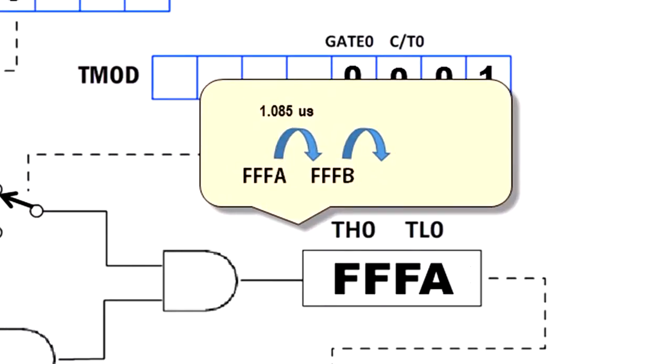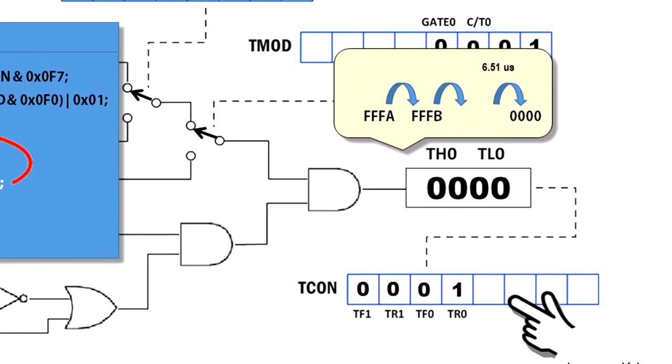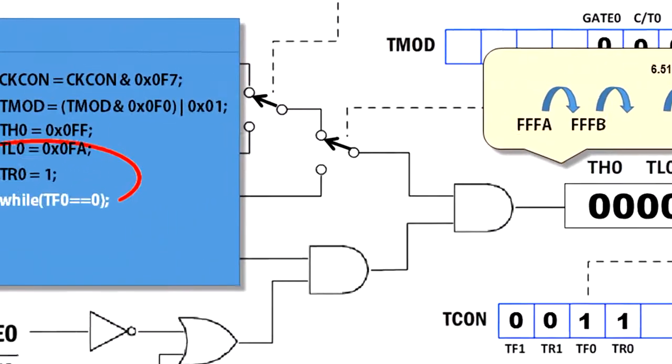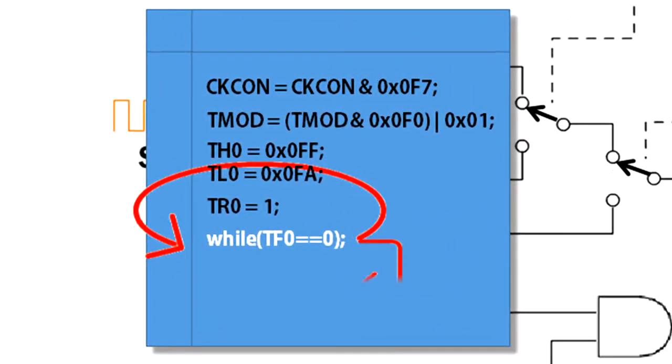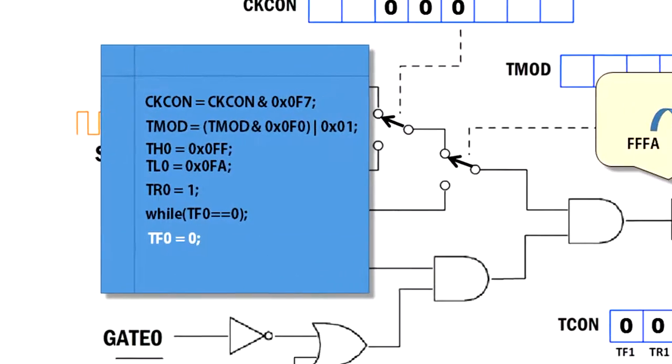Eventually, the timer reaches overflow. TF0 becomes 1. The program exits from the while loop and continues. TF0 is then cleared to 0. Let's take a closer look at our program.